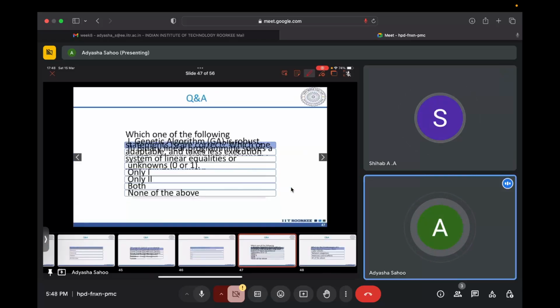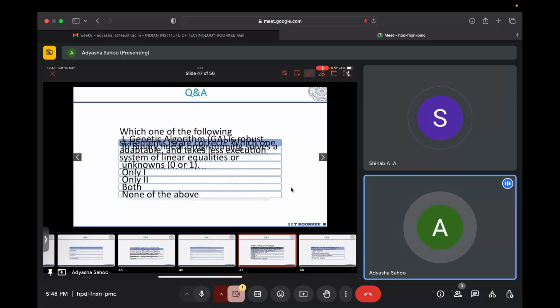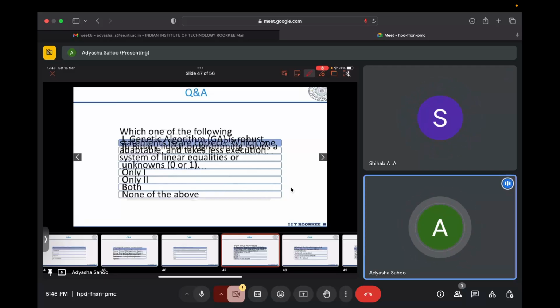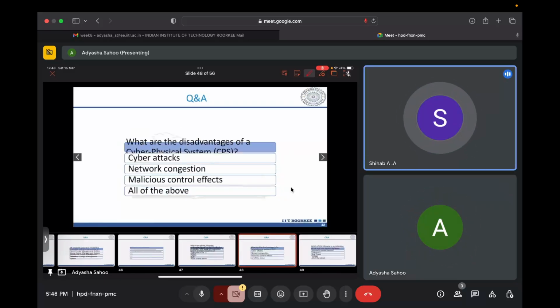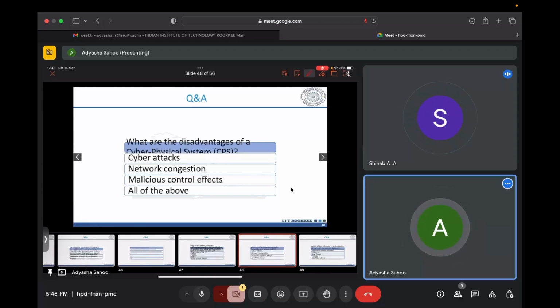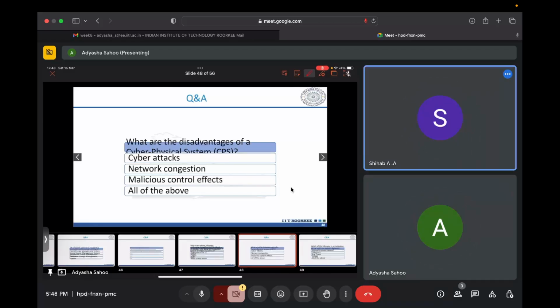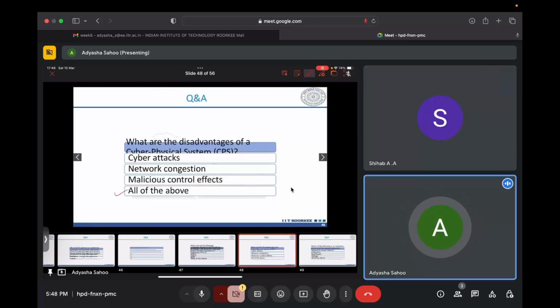Again, this is not visible. Which one of the following is robust? I think I will move to the next. I will update it in the slides when I post it in the drive. Okay. This I think is correct. All of the above. Yeah, correct. It is all of the above.